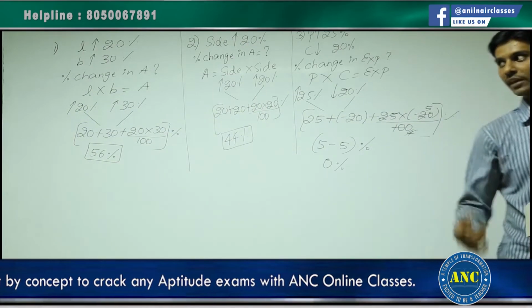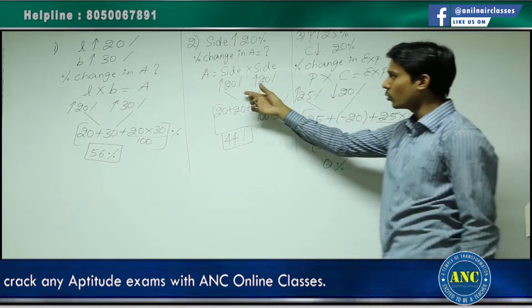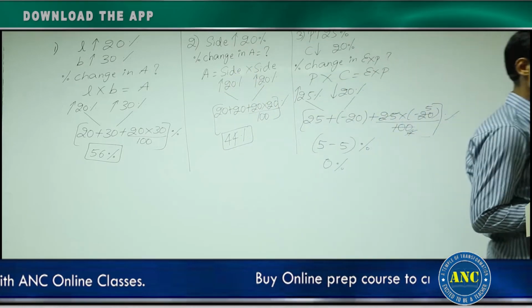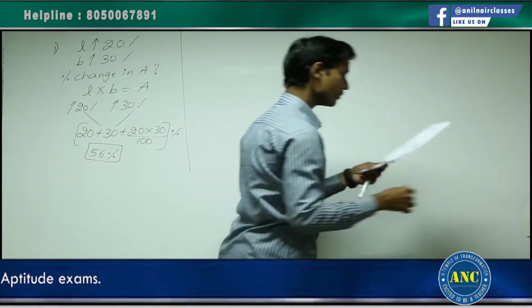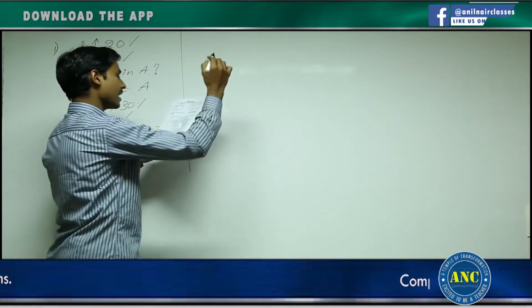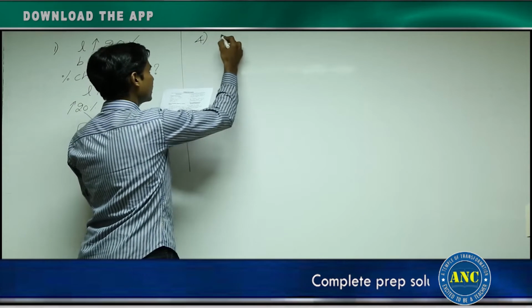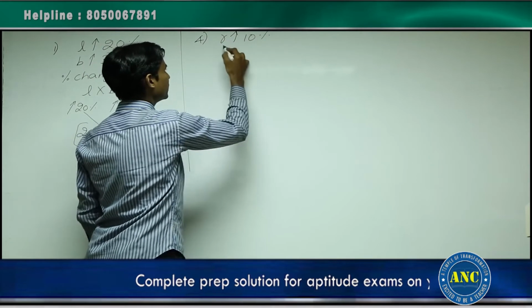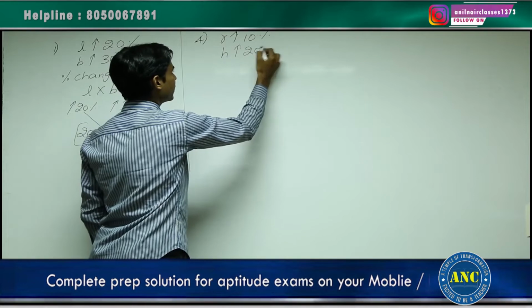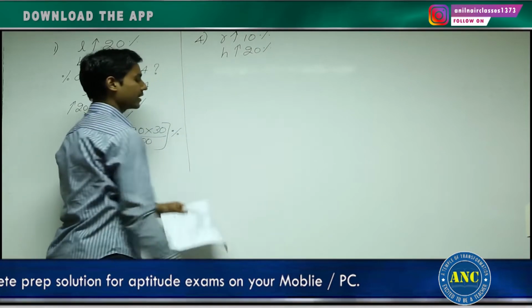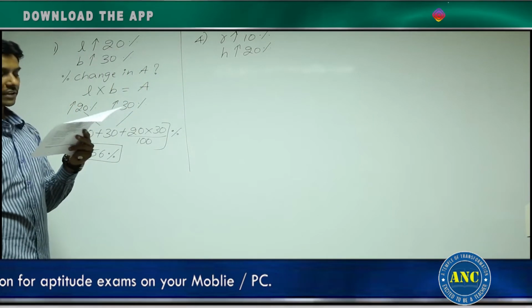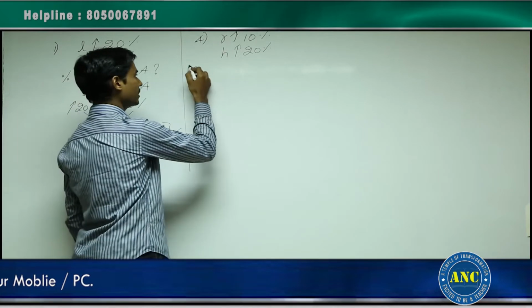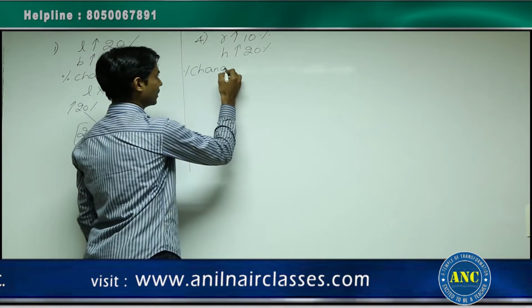You might have a doubt: what if more than two percentage changes are there? That is my next question. Please write down. The radius and height of a cylinder increases by 10% and 20% respectively. Radius increases by 10%. Height increases by 20%. What is the percentage change in the volume of the cylinder?